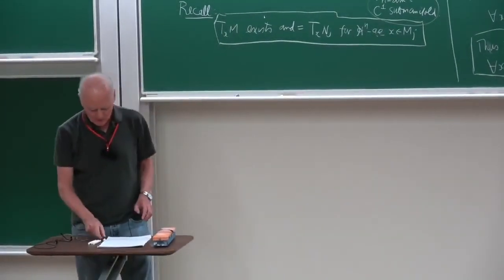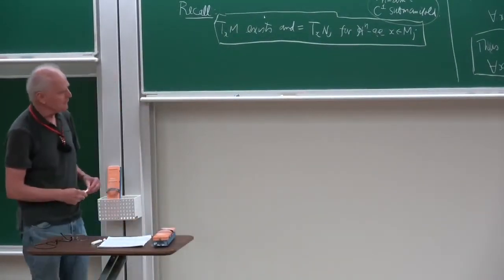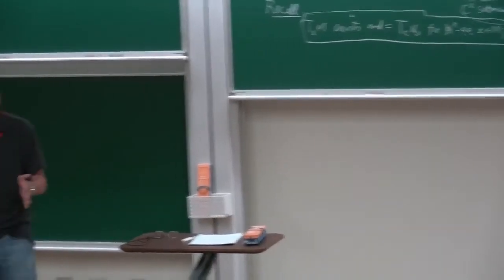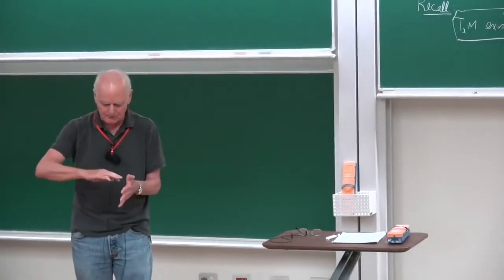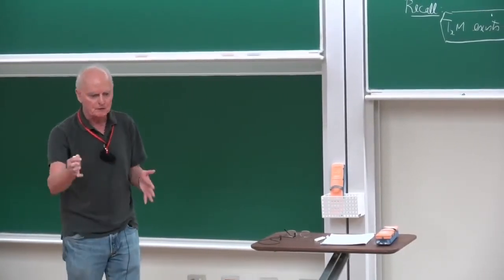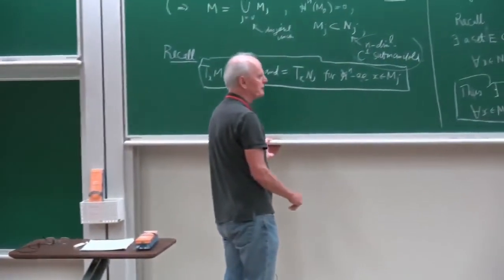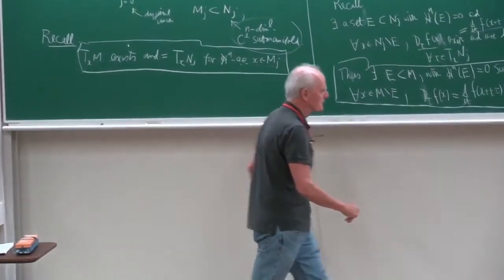So what was one of the other things we did when we were talking about C1 submanifolds? One of the other things was that we talked about the first variation. So now we can talk about the first variation in case M is a rectifiable set. So let's do that.